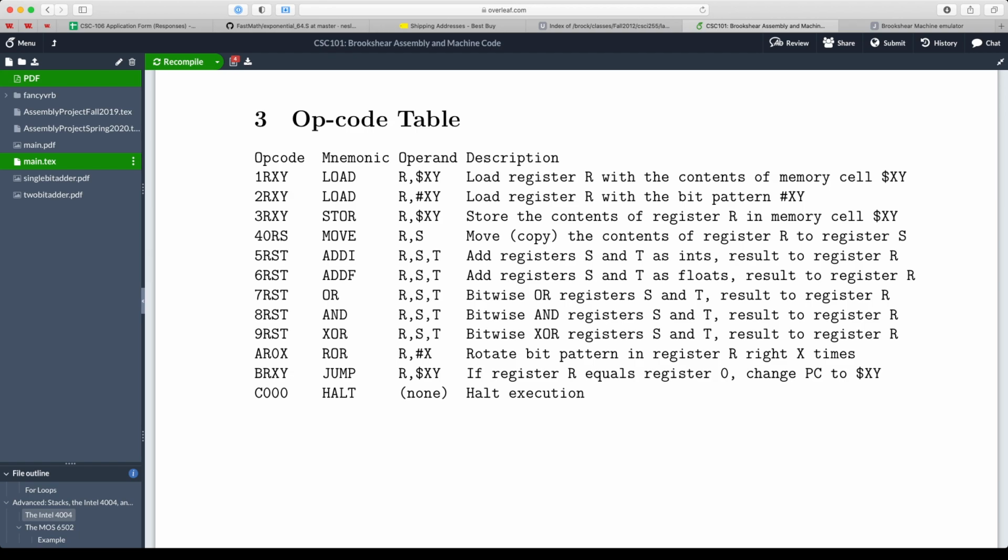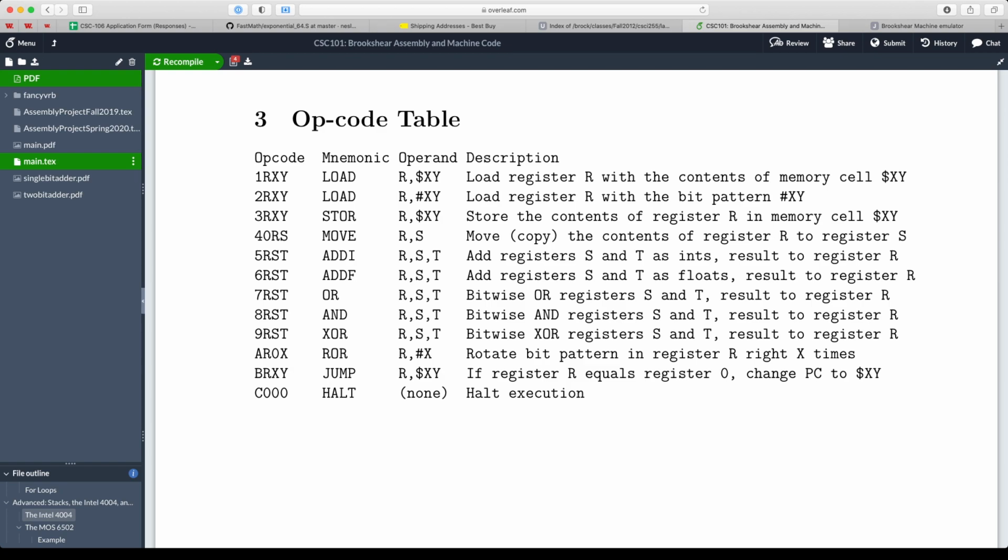Okay, so now what other operations can we do with data? Well, we can do arithmetic or logical operations, and that's the next big pile of what looks like 6 of them. We can add numbers as integers or as floats.